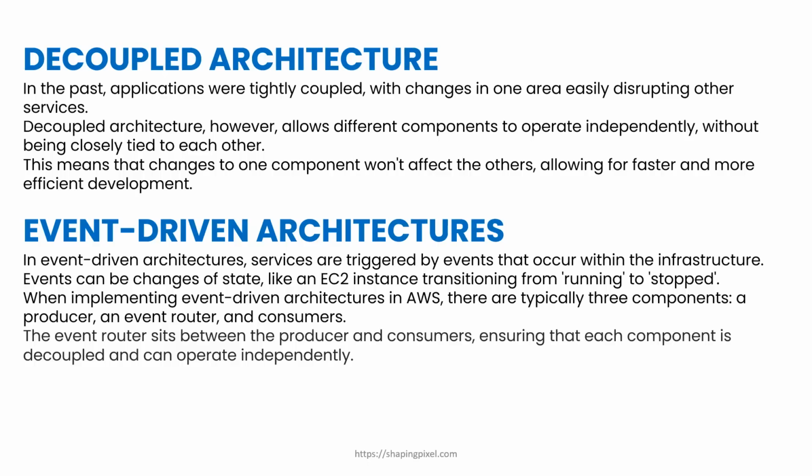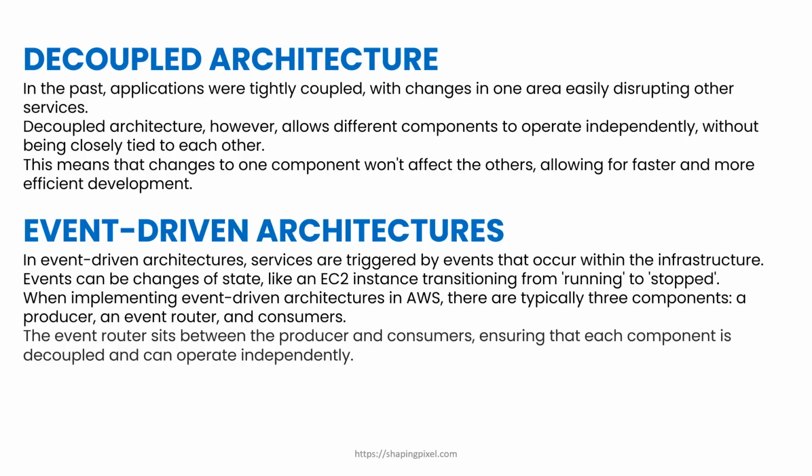Decoupled architecture. In the past, applications were tightly coupled, with changes in one area easily disrupting other services. Decoupled architecture, however, allows different components to operate independently without being closely tied to each other. This means that changes to one component won't affect the other, allowing for faster and more efficient development.